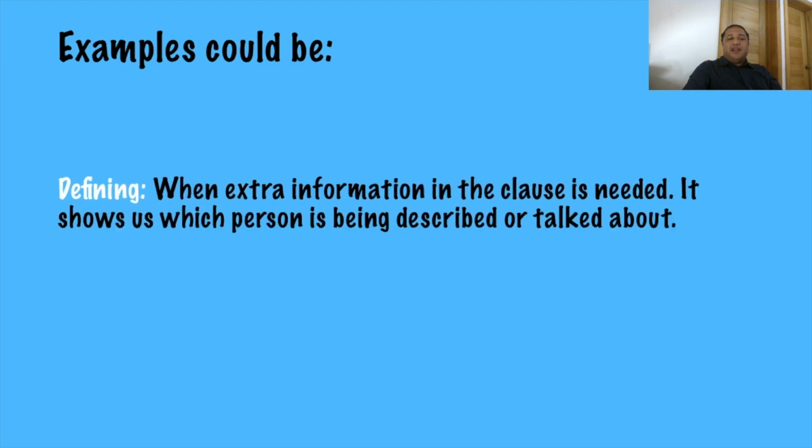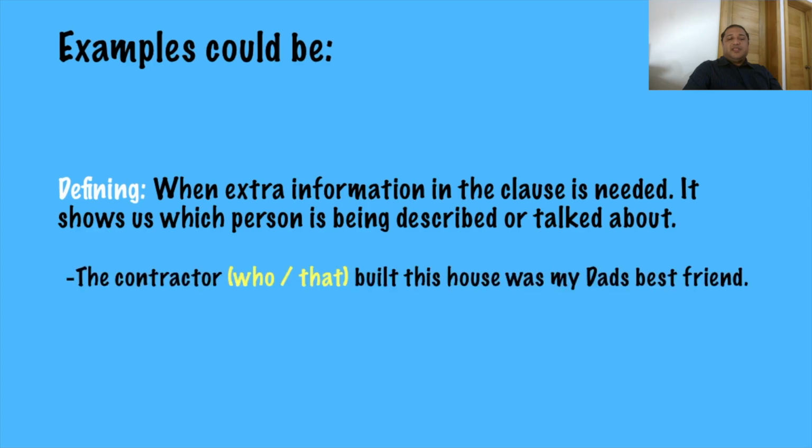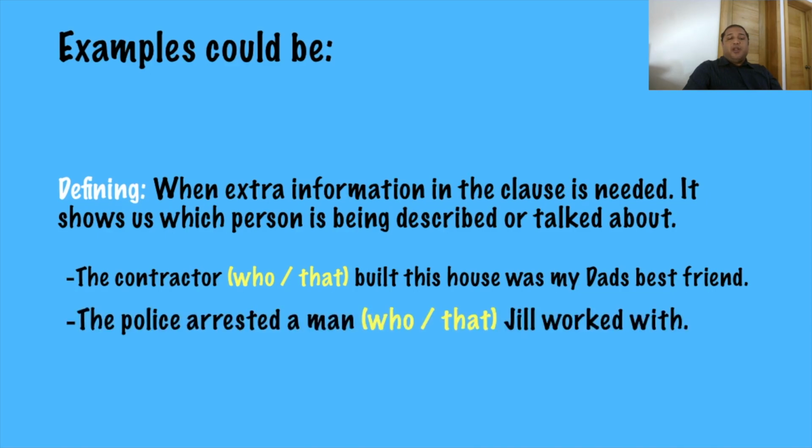Some examples could be, for the defining relative clauses, the contractor who built this house was my dad's best friend. Or you can read it this way. The contractor that built this house was my dad's best friend. The police arrested a man who Jill worked with. Or you can also read it this way. The police arrested a man that Jill worked with.